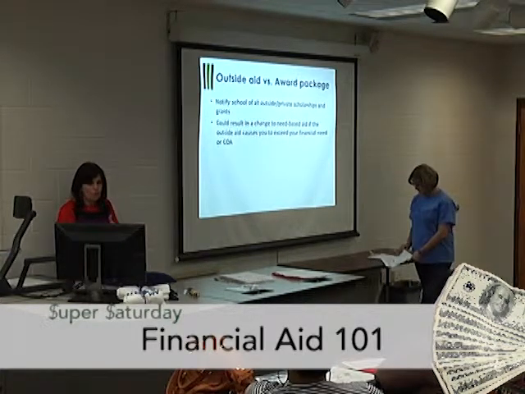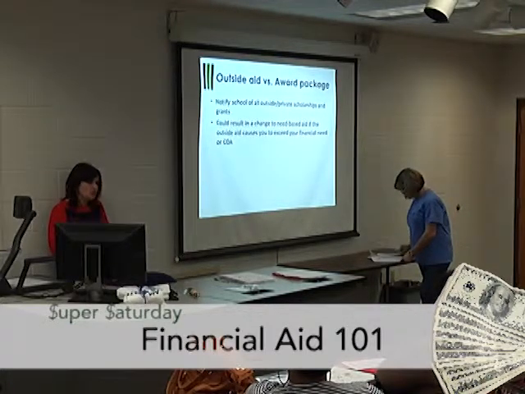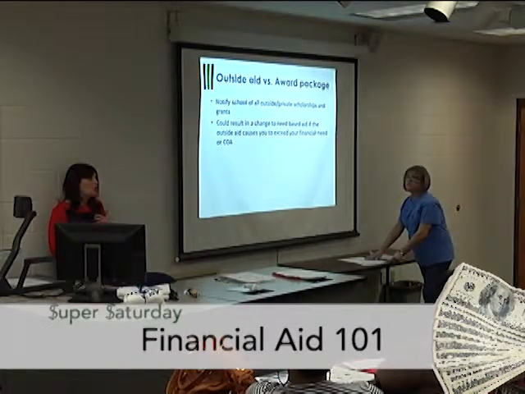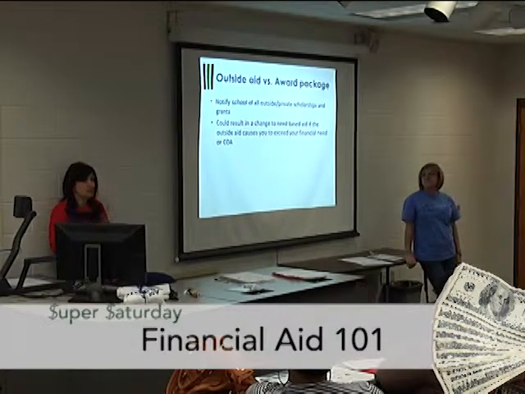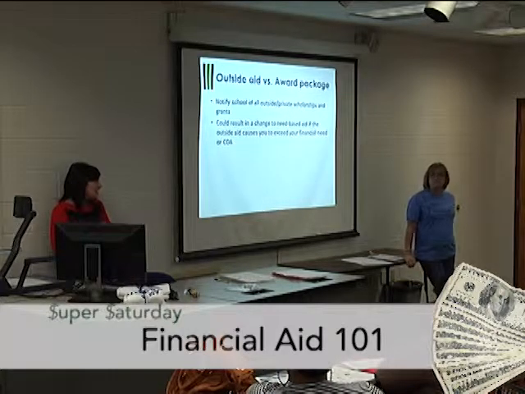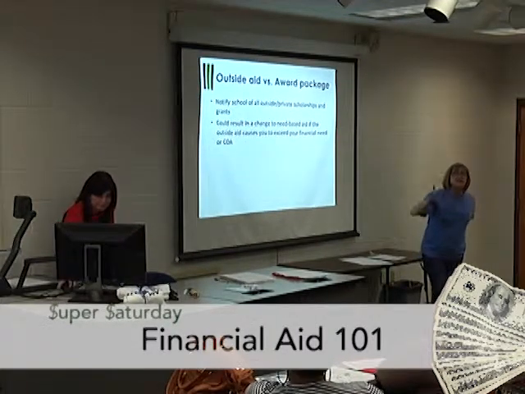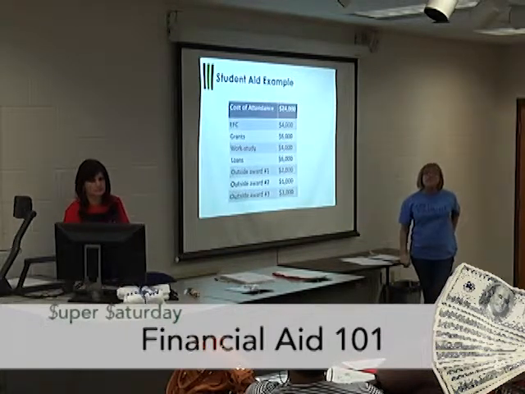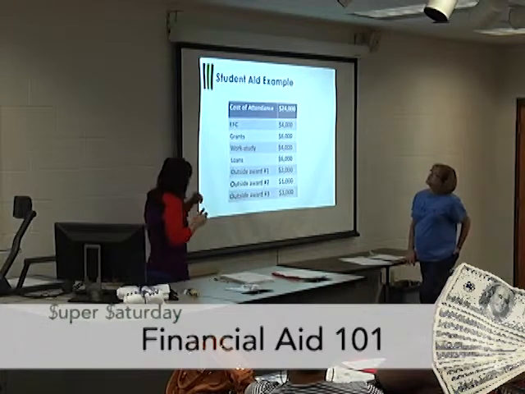Outside aid. When you apply for private scholarships, you are supposed to report that information to the institution where you're going to attend school, because it may affect your aid package. If you get the scholarship, you have to report it. Don't report what you applied for, only once you get a notification that you've received it. Okay. So here's just an example.